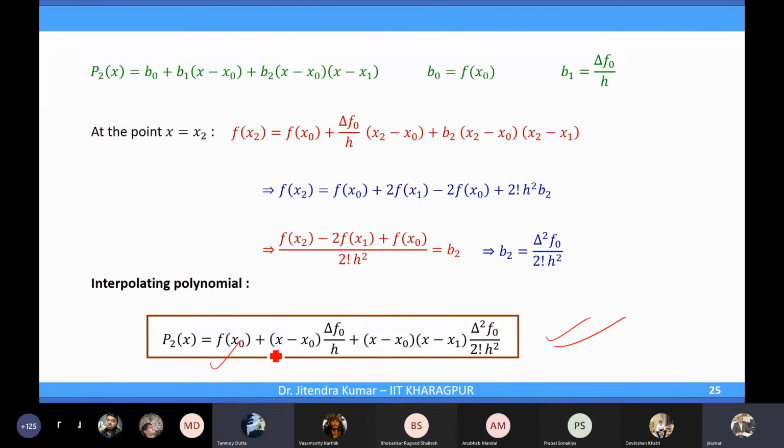f(x0) plus (x minus x0) delta f0 over h, plus (x minus x0)(x minus x1) delta 2 f0 over factorial 2 h square. So very easy to remember.